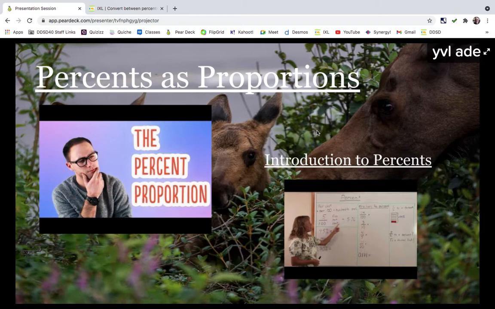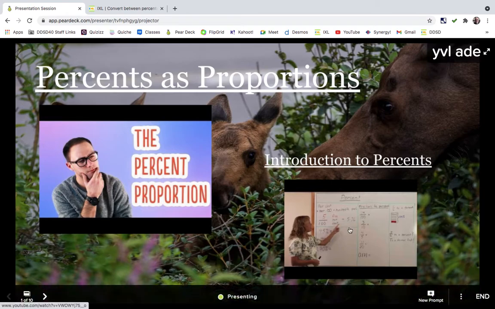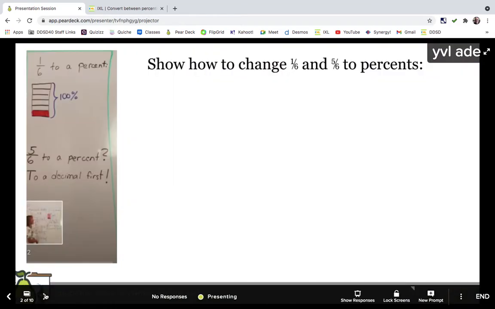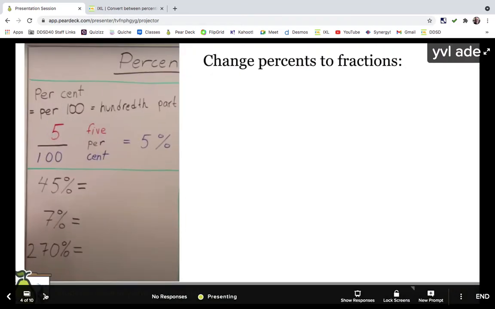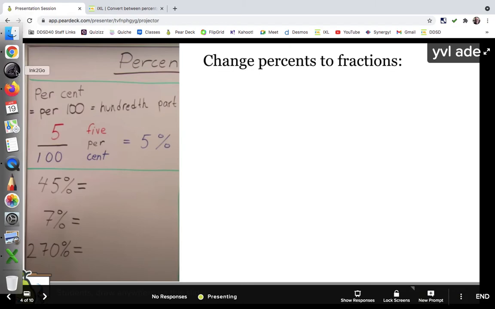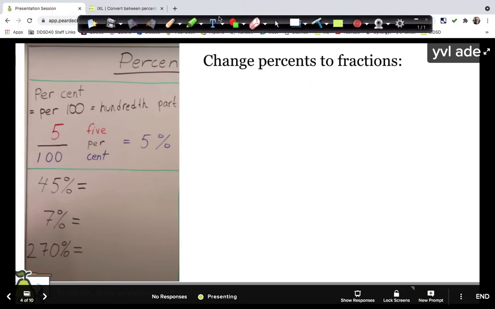So we watched this video right here, Introduction to Percents, and we just watched the first part of it, and we took notes, and this is really the page that we took notes on. So I'm just going to use my tool to write on the top, and we just filled in.